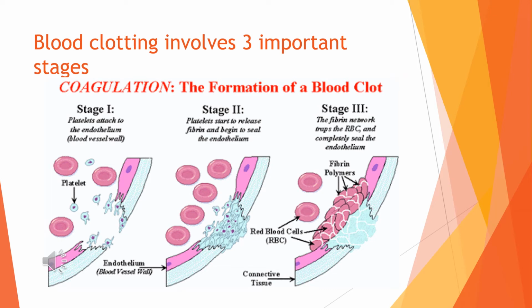Blood clotting involves 3 stages. So the first is thromboplastin formation. Second is conversion of prothrombin to thrombin. And the last one is conversion of fibrinogen to fibrin.